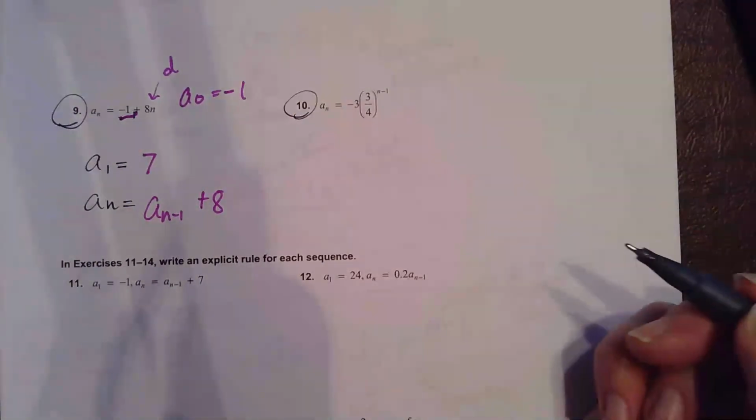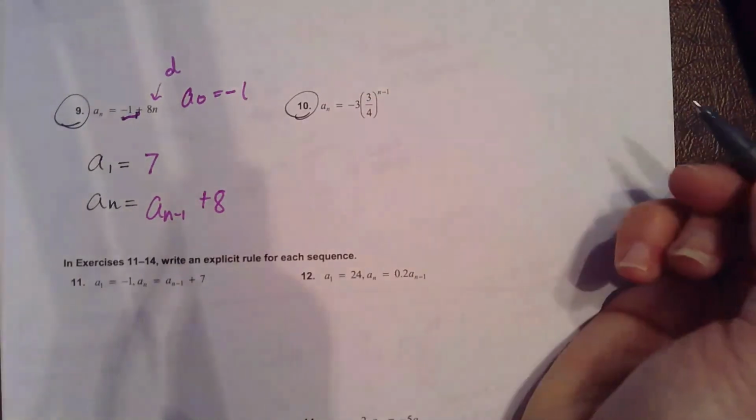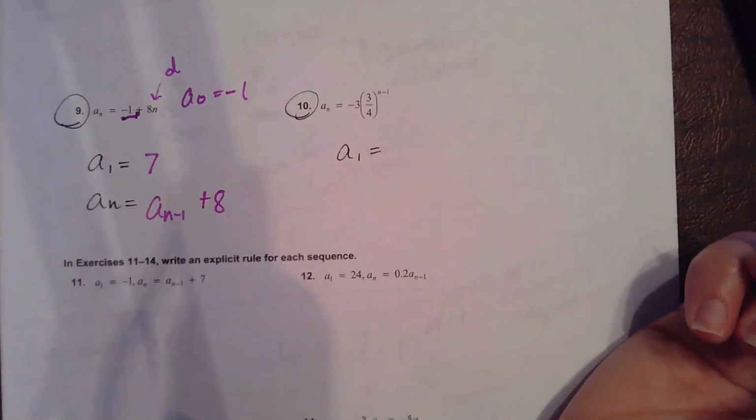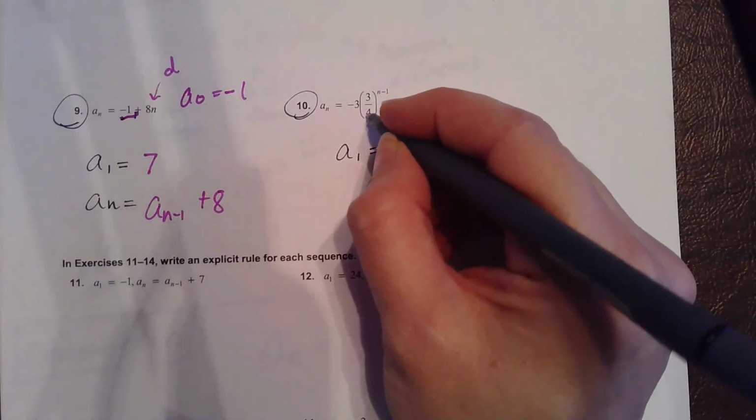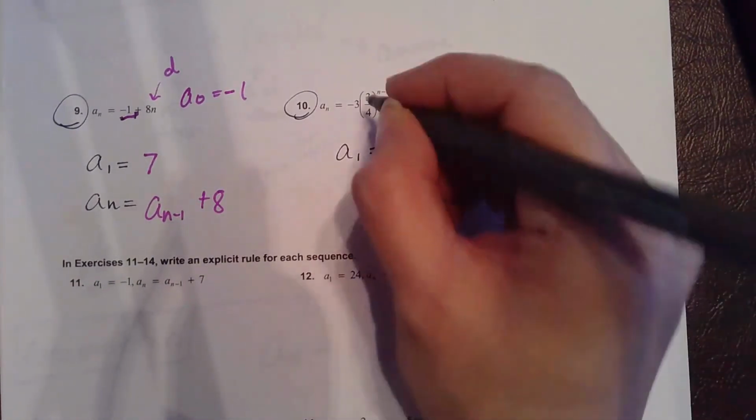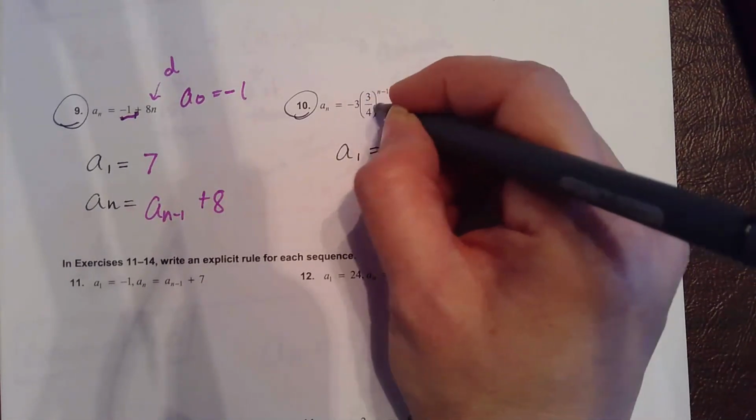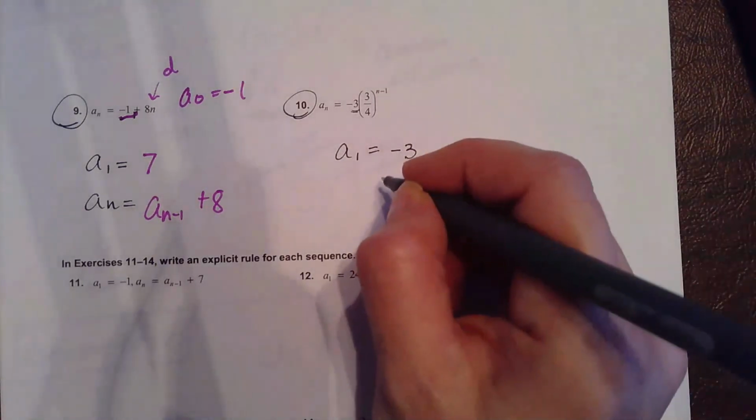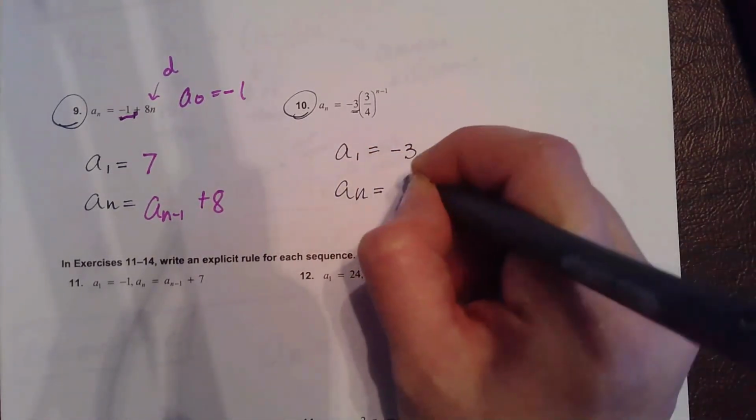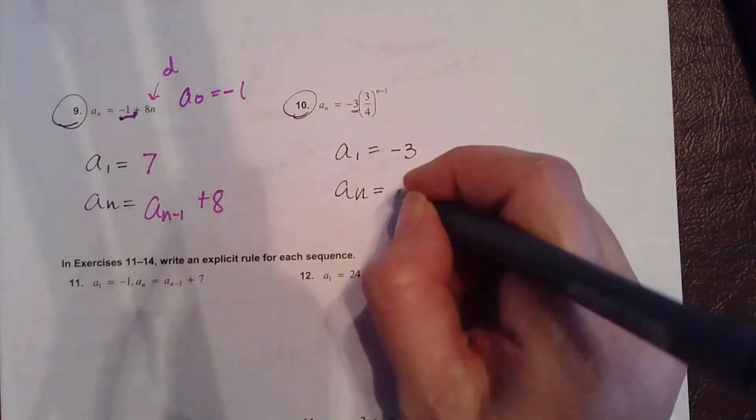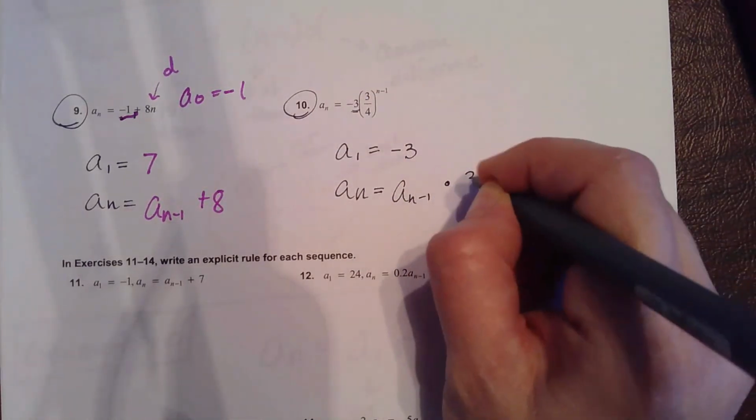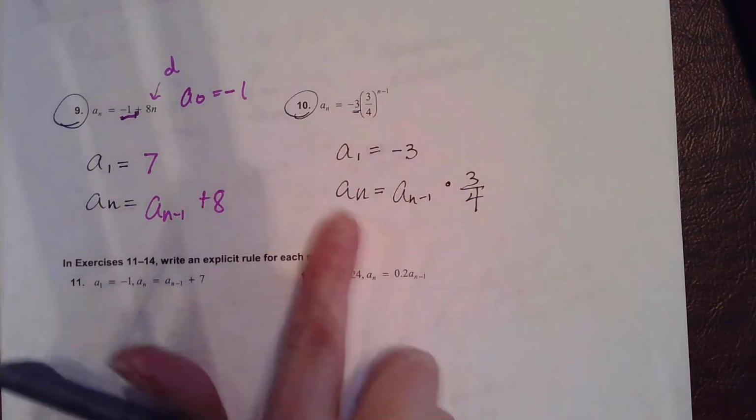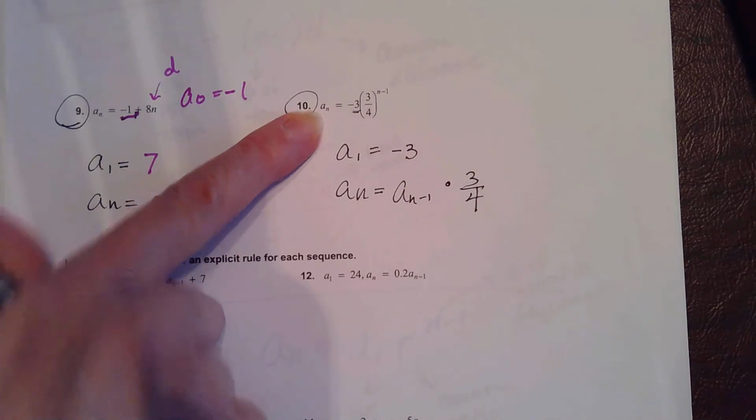Let's try another one. So in this one, it's a geometric. Notice how it's an exponential equation. This one's fairly easy. You would need to know your first term. Well, my first term would be this -3 out in front. So remember, your first term would be -3. Plug in 1 for n. My recursive rule would be to take your previous term and multiply by your common ratio, which in this case is 3/4.